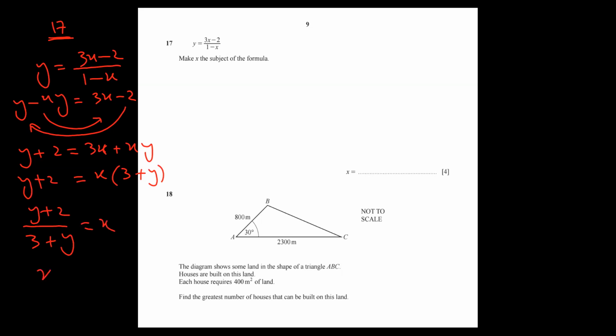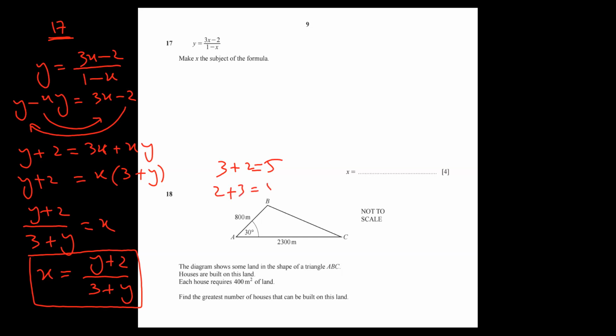Or you can switch the sides, and this is our answer. Alhamdulillah, so it's over. Even this 3 plus y, you can write y plus 3, because 3 plus 2 gives you 5, and 2 plus 3 gives you 5. This means it holds the commutative property. Change the order in addition, no effect comes.